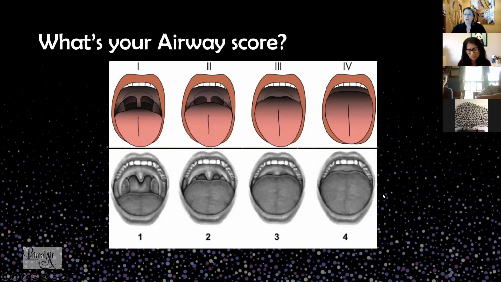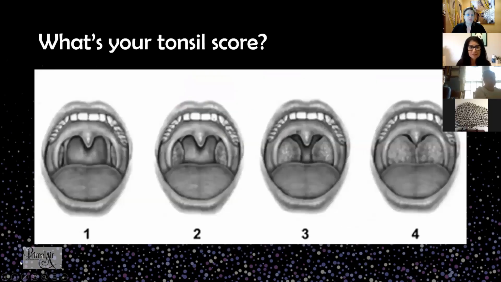And I don't know about you, Suzanne, but when I first learned about this, I was like, oh, nobody's going to be a class 4. I'm never going to see that. These are dead people. These are people that are in the hospital. And I can't get over how many people, young and old, have no airway. Like I said, if you don't call it an airway, if you just call it a throat, it's not a big deal. But if you call it an airway, suddenly the deal gets much, much bigger.